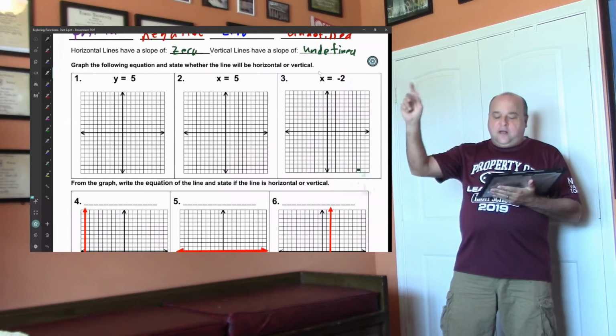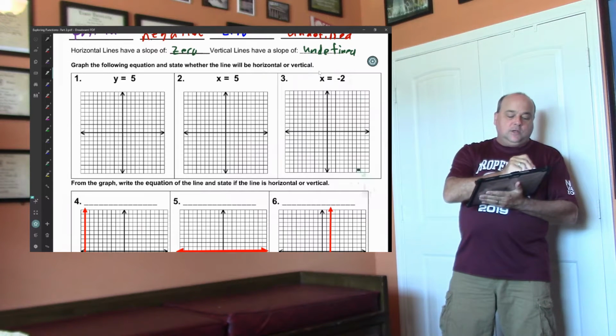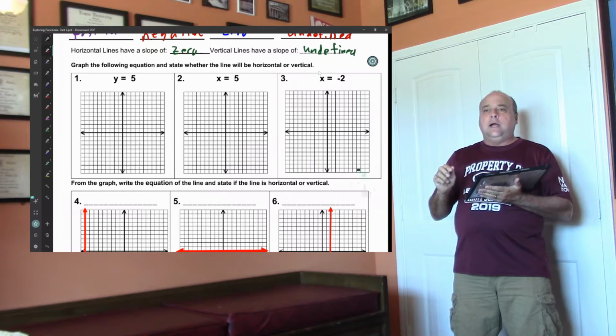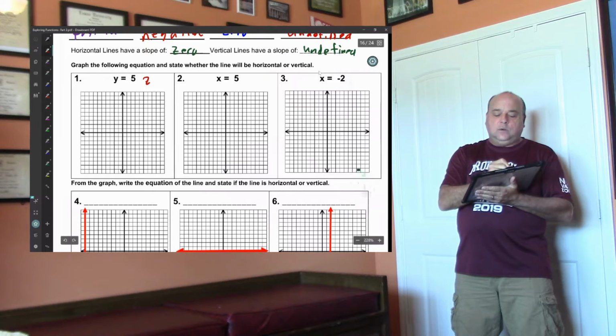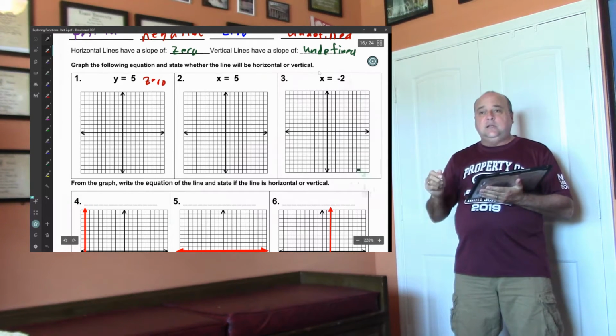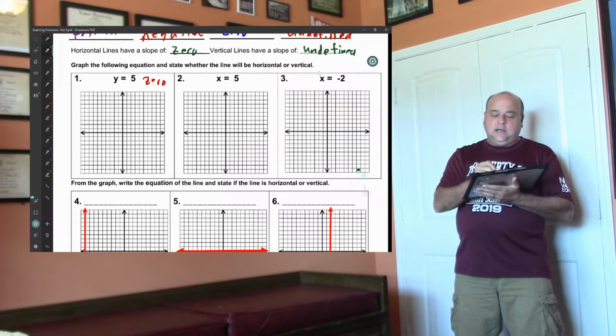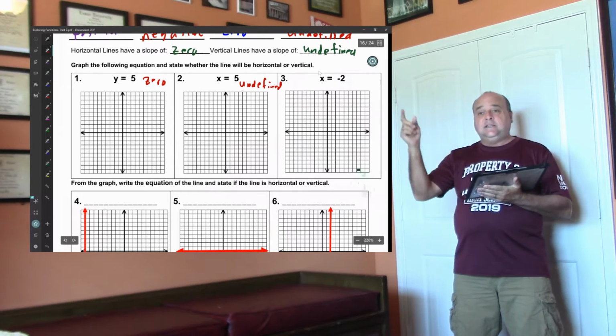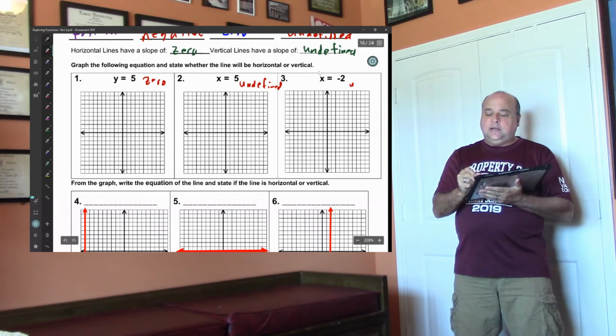What we're going to do right off the bat is write down the slopes of 1, 2, and 3. Number 1's y equal. What did we just say about a y equal line? A y equal line has a zero slope. What about an x equal line? That is undefined, isn't it? And the next one, an x equal line, is also undefined, isn't it?